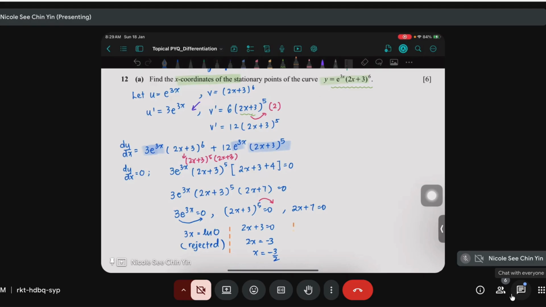Okay, last bit. So I will have 2x equals negative 7, x equals negative 7 over 2. So my solution for this question, you will get x equals negative 3 over 2, x equals negative 7 over 2. That's it. So I give you some time to copy it down, then after that we move on. Once you're done, press 1. Not yet, press 2. Thank you.